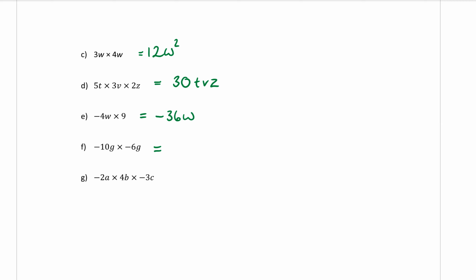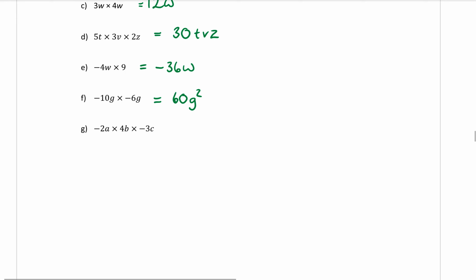Okay, F, minus 10g times by minus 6g. So we're multiplying, but both of my numbers are negative. Negative 10 times negative 6. 2 negative numbers multiplied make a positive. So positive 10 times 6 is 60. G and G makes G squared.